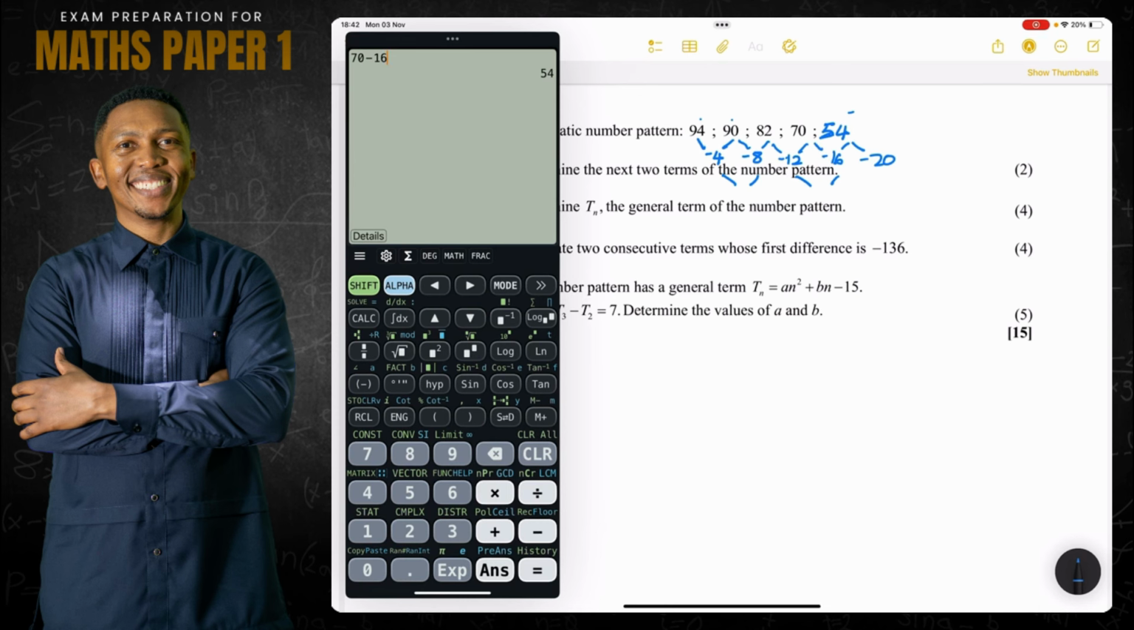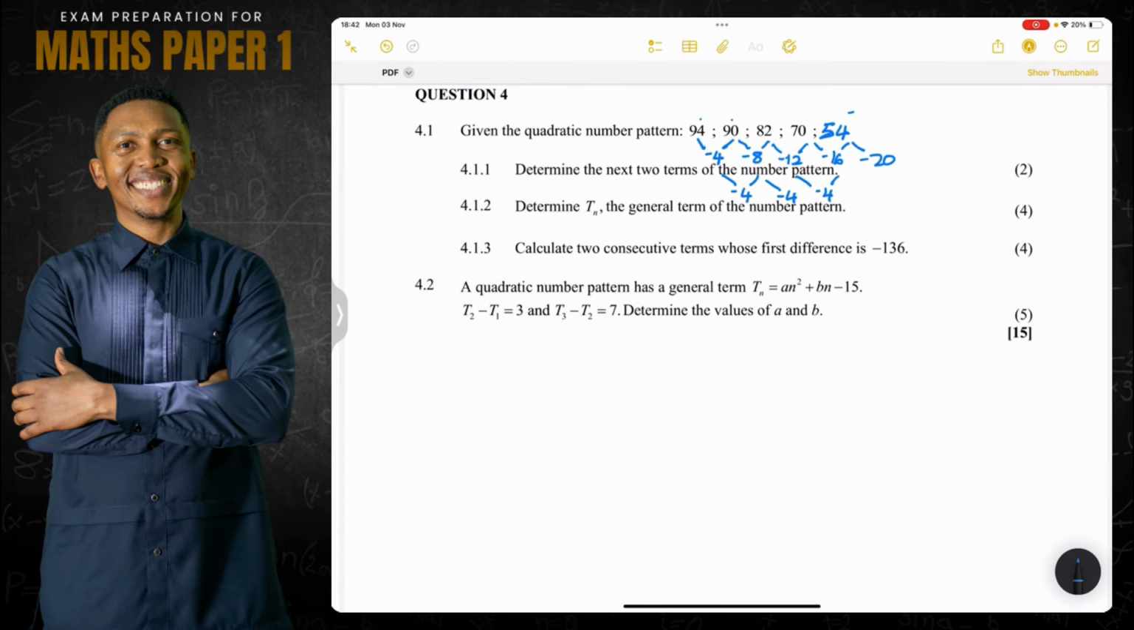And you'll note that we have to have a constant second difference, right? Second difference would be minus 8 minus a minus 4. That will give us a negative 4. Again, negative 12 minus a minus 8. That will give us negative 4. So remember that the second difference is the one that is constant. Which means the next term will be 54 minus 20, and that would give us 34.